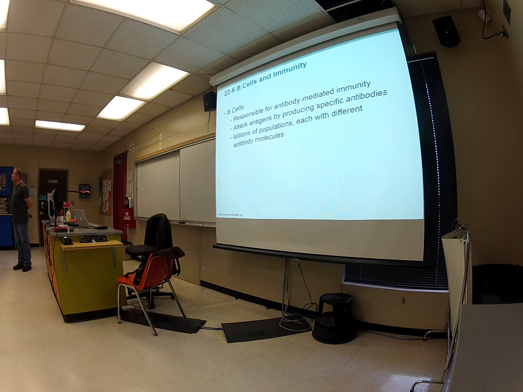B cells, well, we know that they differentiate into what? What do B cells become? Plasma cells. And what do plasma cells secrete, Amina? Plasma cells secrete, she said antibodies, just saying. Okay? Now it says responsible for antibody-mediated immunity, attack antigens by producing specific antibodies, millions of populations, each with different antibody molecules.